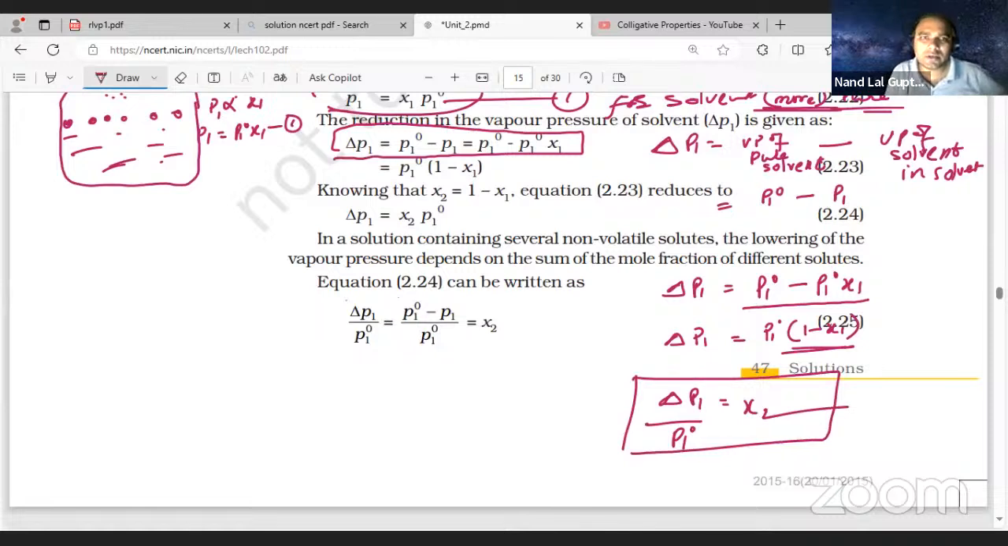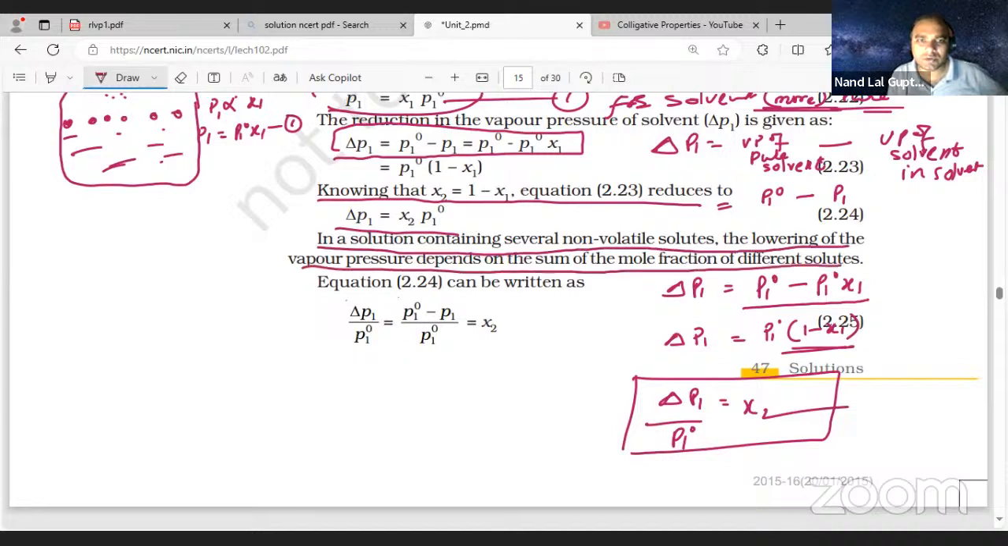So let us read this one. Knowing that X2 is equal to 1 minus X1, so delta P1 is equal to X2 P1 naught. In a solution containing several non-volatile solutes, the lowering of vapor pressure depends on the sum of the mole fractions of the different solutes. So this is the equation that is going to be formed.